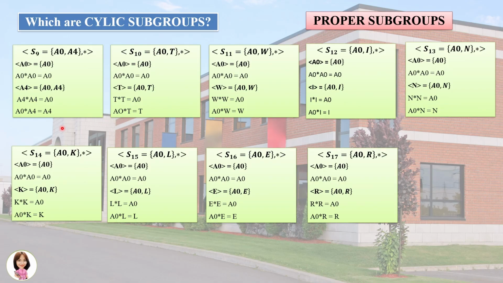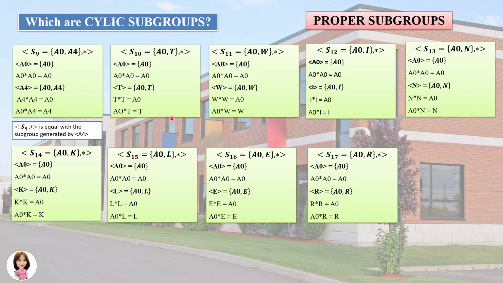Let's start with the group S sub 9, containing the elements A0 and A4 under the binary operation star. First, we start with the element generated by A0. As we can see, this is obviously not a generator of S sub 9. Next, let's proceed to the elements generated by A4. So we have A0 and A4. As you can see, it generates the entire group of S sub 9. Therefore, it is a generator of S sub 9.